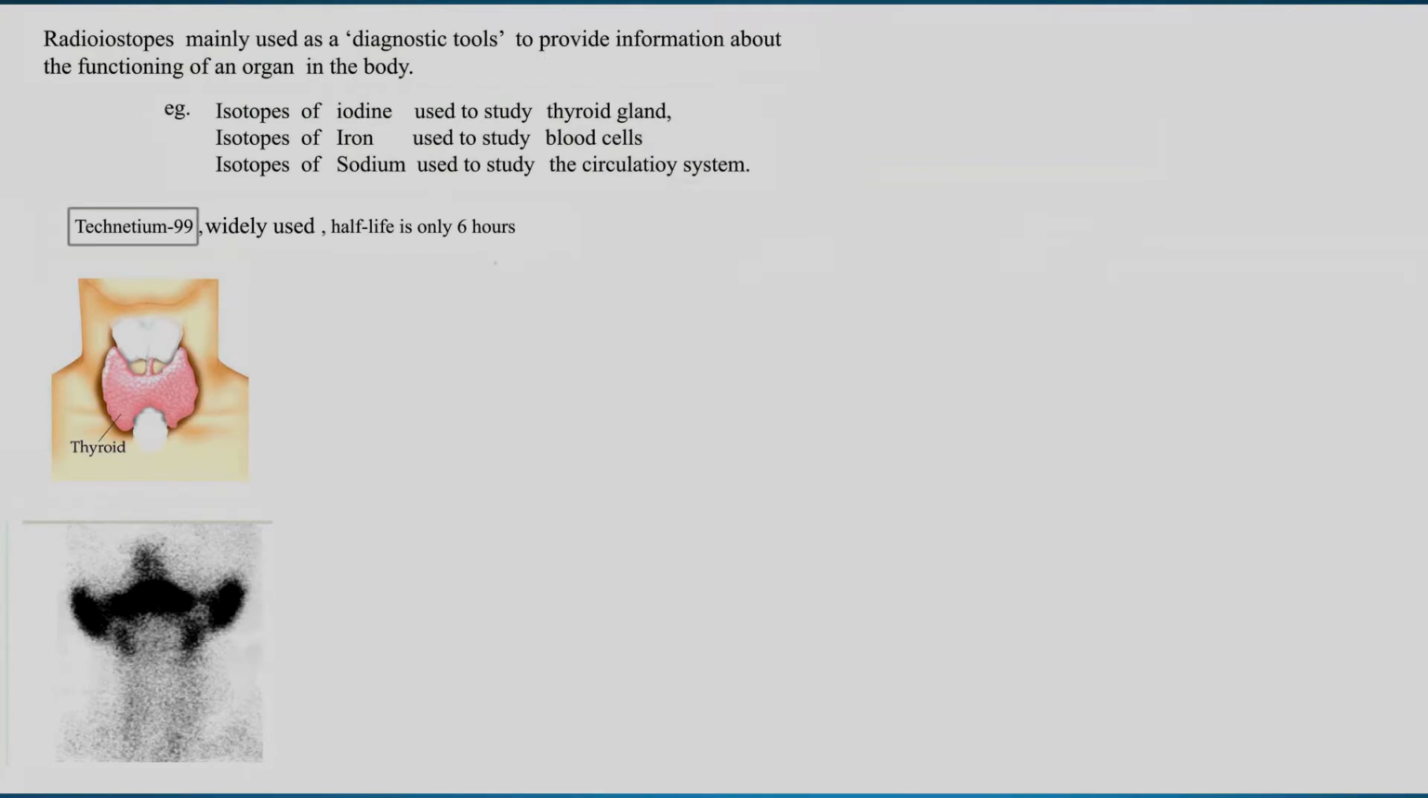Now let's see the uses. Thyroid: this radioactive iodine can be used to detect the functioning of the thyroid. Once it goes through the gamma camera, the radioactive iodine will show whether the thyroid is overreactive or underreactive in absorbing the radioactive iodine.